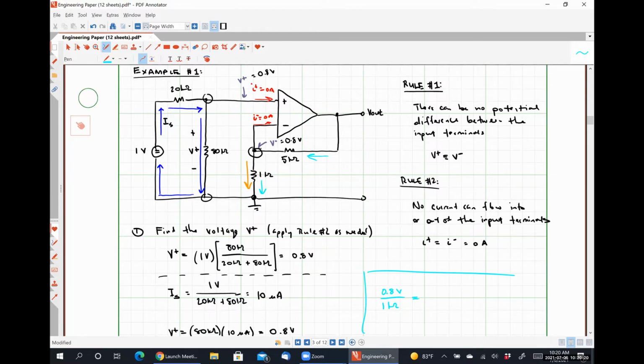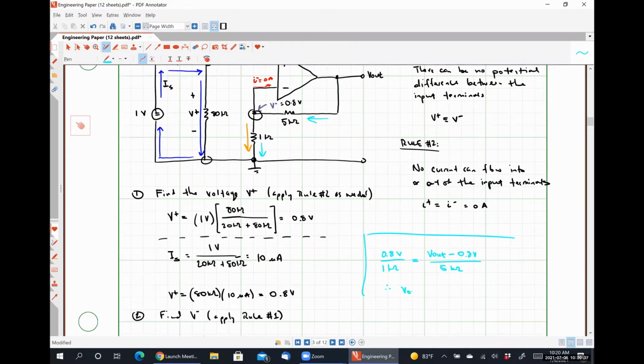So the current leaving the node has to be equal to the current flowing in, where the current flowing in is V out minus 0.8 volts over 5 kilo ohms. And if we solve this, we still find that V out is equal to 4.8 volts. We could do it with the opposite directions for the currents. It does not matter what directions we assume for any of the currents, as long as we are applying Kirchhoff's current law correctly.